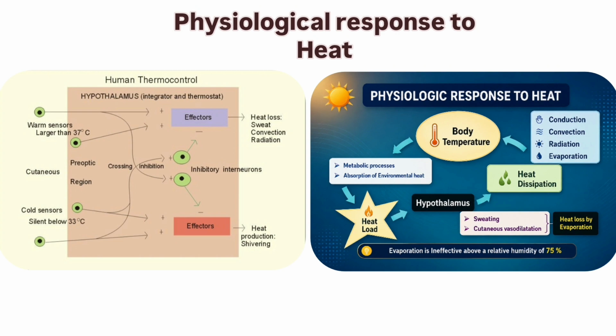The body temperature may increase due to metabolic processes or absorption of environmental heat. This leads to heat load. The heat load is sensed by the hypothalamus, and then the heat loss center is activated. Heat dissipation occurs through multiple mechanisms, of which the major is evaporation, either through sweating or cutaneous vasodilatation. Other modes are conduction, convection, and radiation. Evaporation is the major route through which the body loses heat. Evaporation will be ineffective when the relative humidity is above 75%.